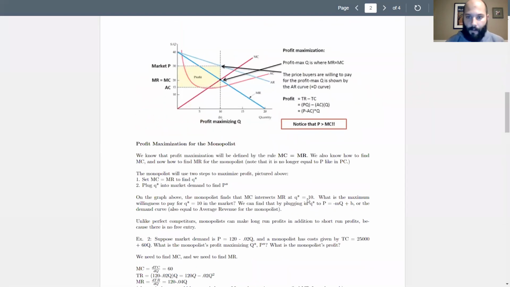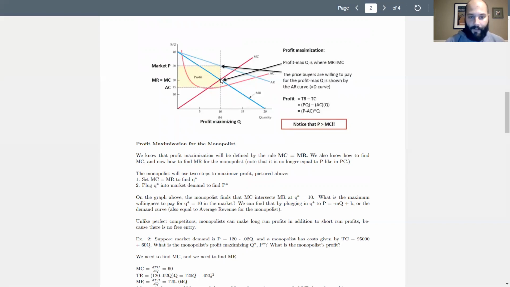So graphically, the profit maximization question for the monopolist will boil down to 2 steps. The first step is exactly the same as what we've been doing. Marginal cost equals marginal revenue. That gives us the profit maximizing quantity. In this case, it's 10. MC equals MR right here. So we find the quantity. Again, this profit maximizing rule, MC equals MR, always gives us the profit maximizing Q.